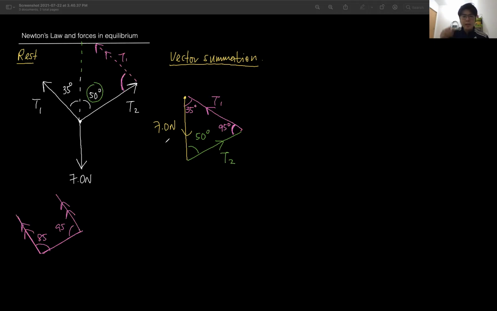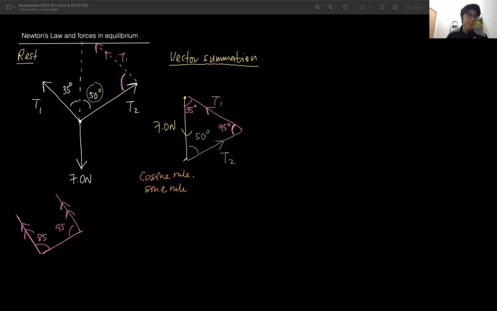After you have drawn the vector diagram, then you can solve it. Find T1 and T2. How do I solve it? This is not a right angle, right? If it's a right angle, you can just use Pythagoras theorem or SOH CAH TOA. But if you don't get a right-angle triangle, you get something like this, then you have to solve it using the cosine and sine rule. In this case, you can just use the sine rule, because you have all the angles given.